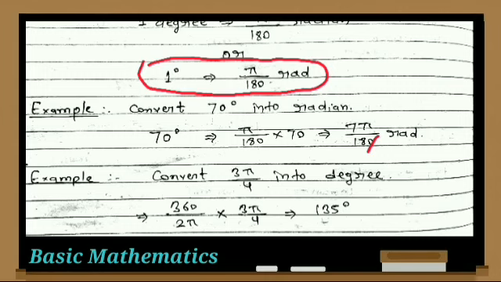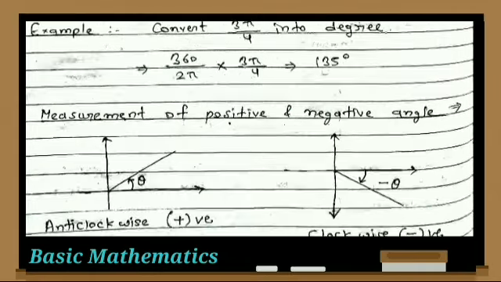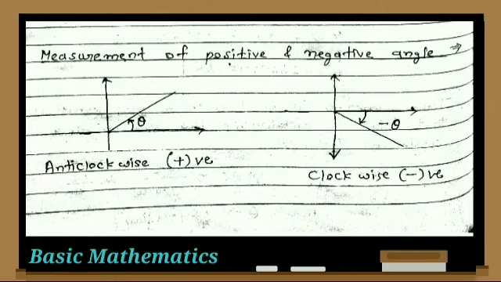Now let's move to the other example. Convert 3 pi upon 4 radian into degree. So how can we convert radian into degree? We know 1 radian is equal to 180 upon pi degree. So we multiply 180 upon pi degree by 3 pi upon 4. So we get 135 degree. This is a simple calculation. All of us can do it. Nothing is complicated in this.